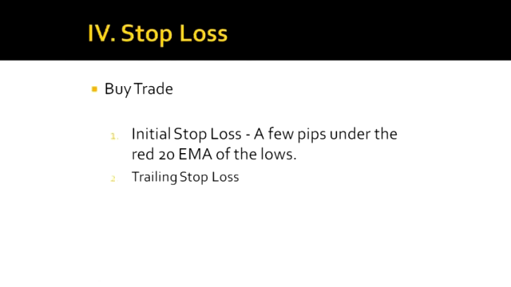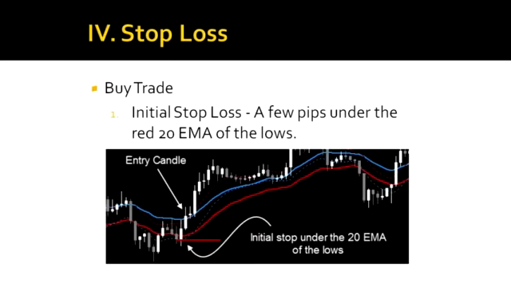So now we are going to look at our stop loss. When we are placing a buy trade, we want the market to go up. The initial stop loss will be a few pips under the red 20 EMA of the lows. That's the solid lines. And here we have the initial stop loss is a few pips under the red 20 EMA of the low. We can see that this was the previous example of the buy trade. We don't need the RSI because we know at this point it's triggered the long trade.